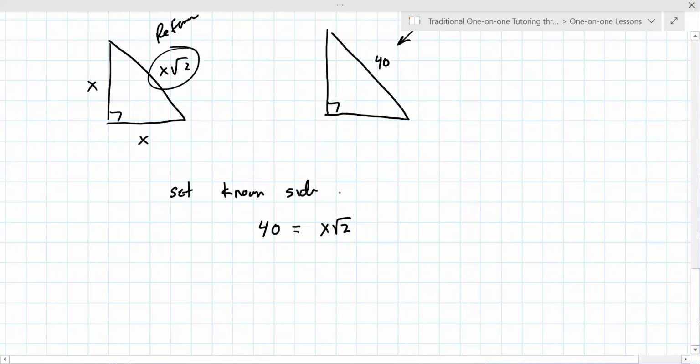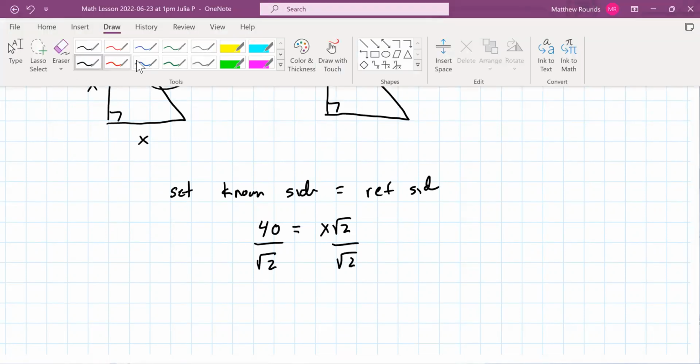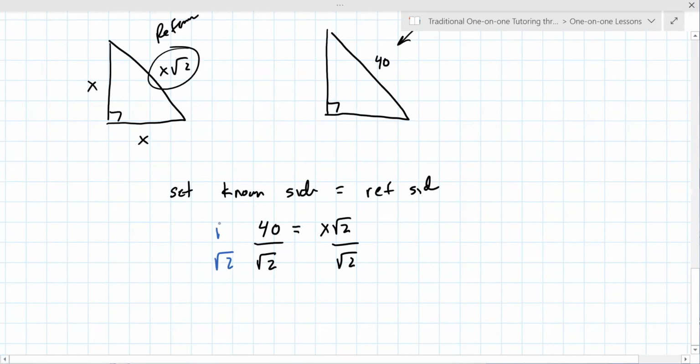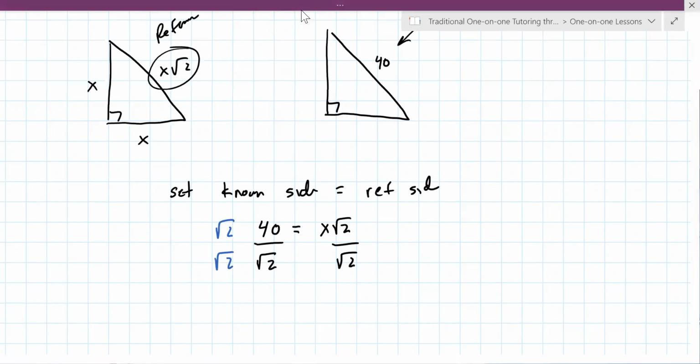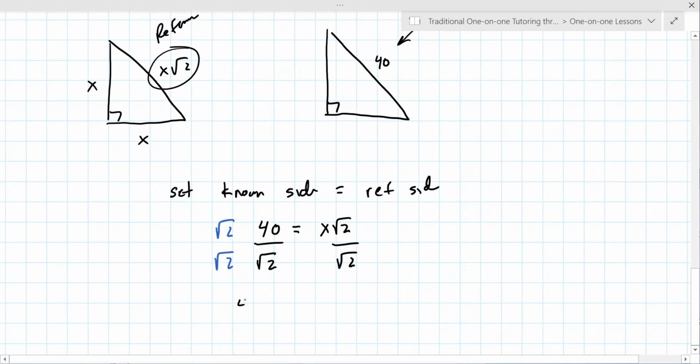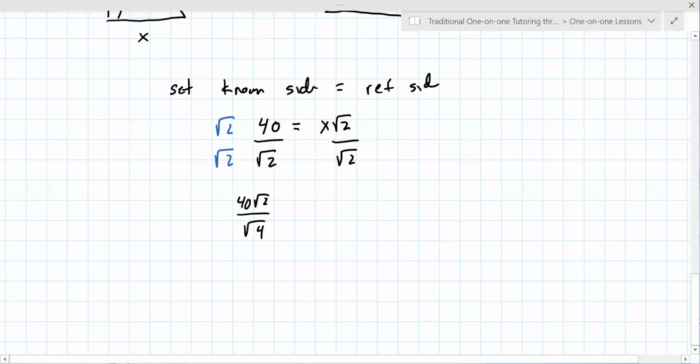And now you solve for x. So you divide by the square root of 2. Just like in the last problem, you have to rationalize. So you rationalize by multiplying the top and bottom by the square root of 2. So it becomes 40 square root 2 over square root 4. The square root of 4 is 2. So we can write 40 square root 2 divided by 2. 40 divided by 2 is 20. 20 square root 2 is equal to x.